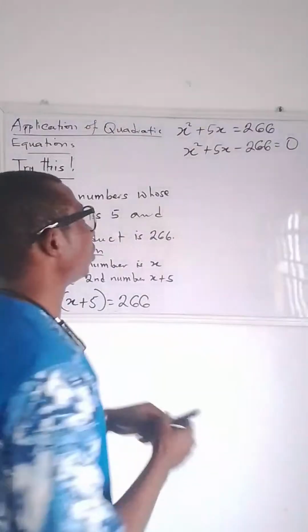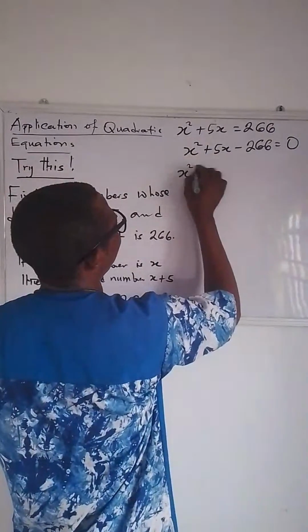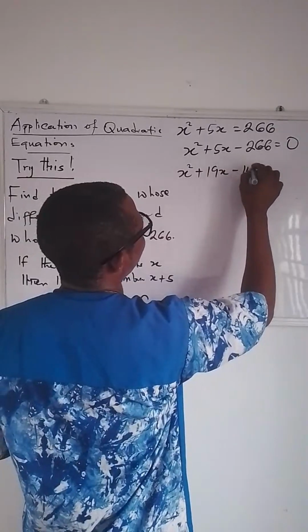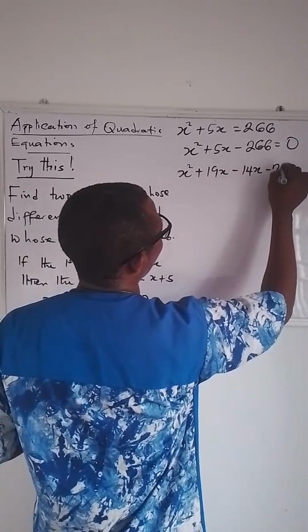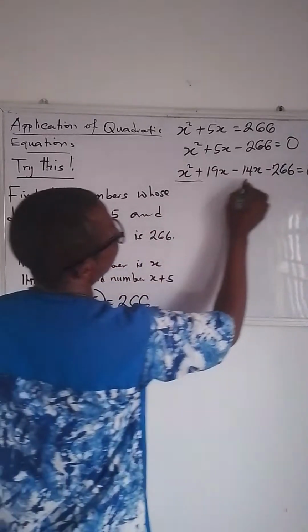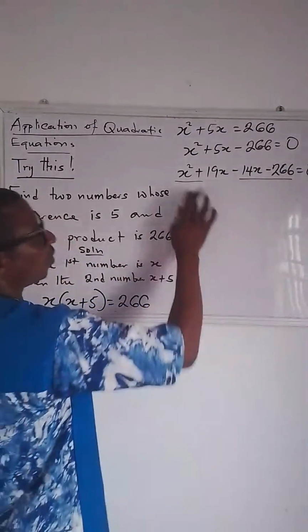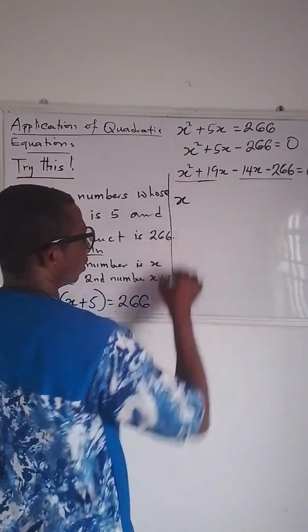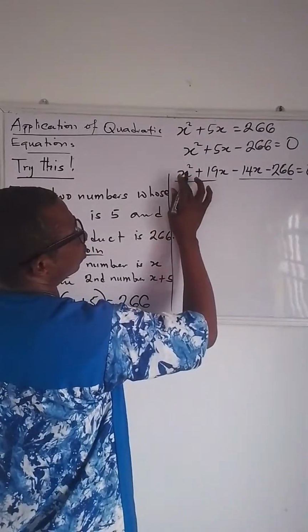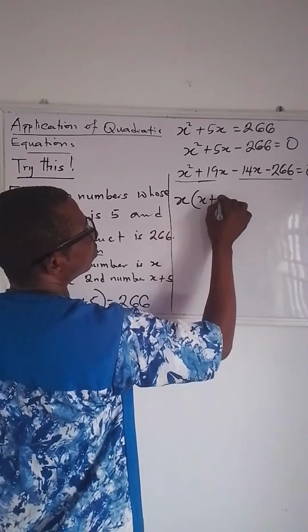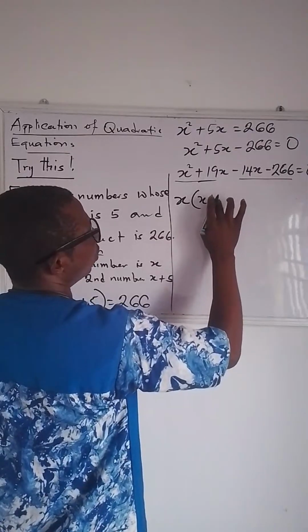So this equation turns to x squared plus 19x minus 14x minus 266 equals 0. Now we have two pairs here on the left hand side. What is the common factor here? x is common, so you factor out x. When you divide this by x, you have x. Divide this by x, you have plus 19.